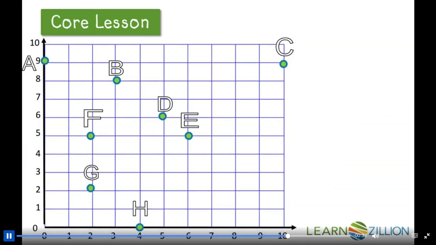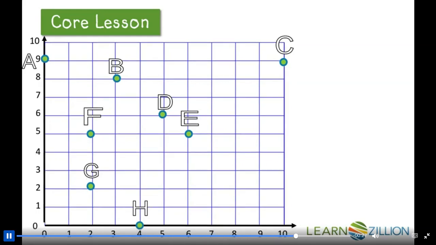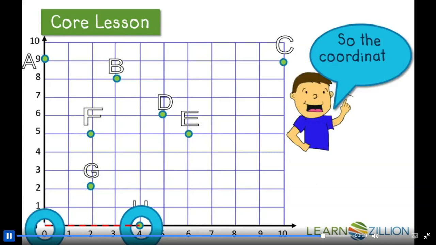What are the coordinates of point H? Notice this point has a 0 for the y-coordinate since it doesn't move up but lays exactly on the x-axis. So we would write 4, 0.